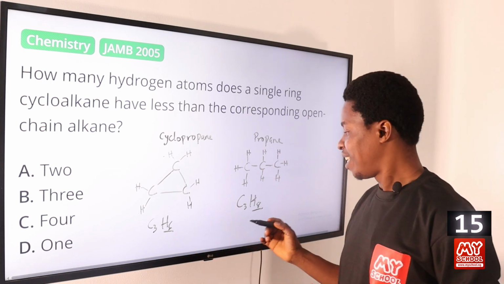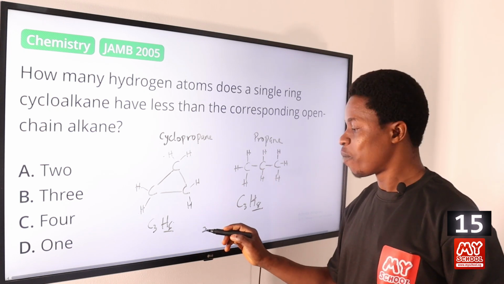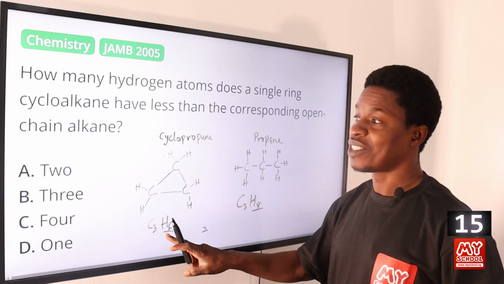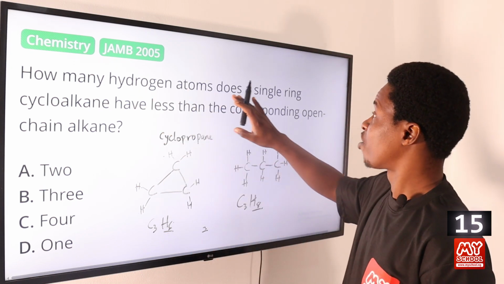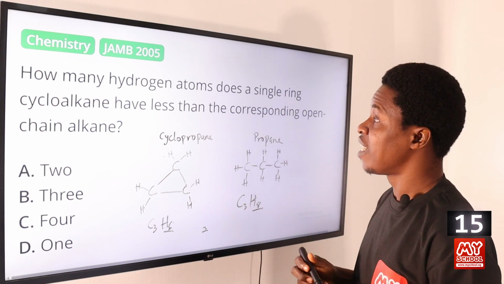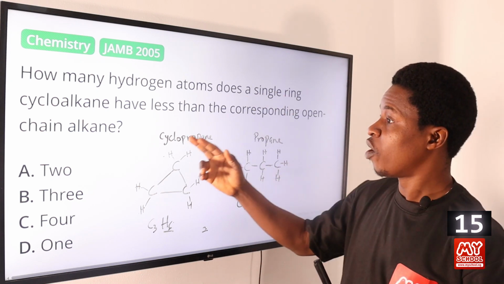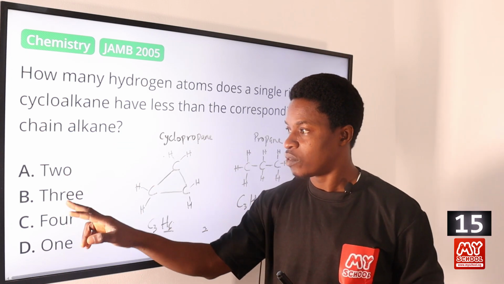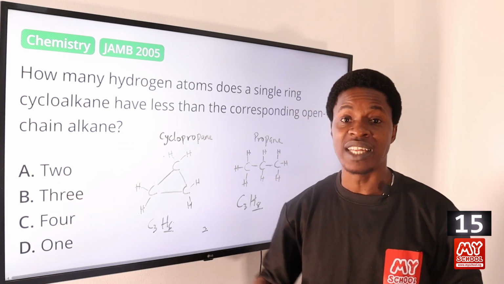So what's the difference? 8 minus 6, that's 2. So the open chain has 2 more hydrogens than the cyclic one. The question says, how many hydrogen atoms does a single ring cycloalkane have less than the corresponding open chain alkane? We said 2. So option A is 2, 3, 4. Option A says 2, so the correct answer is option A.